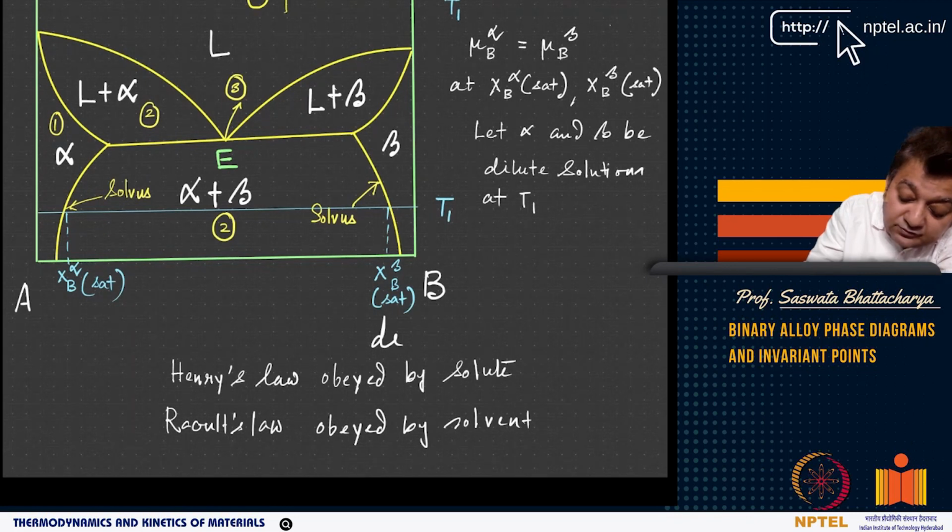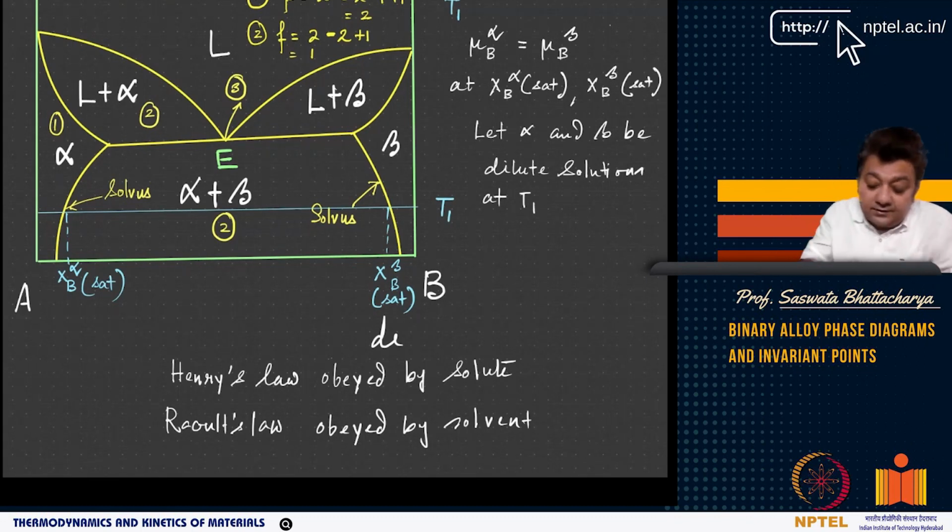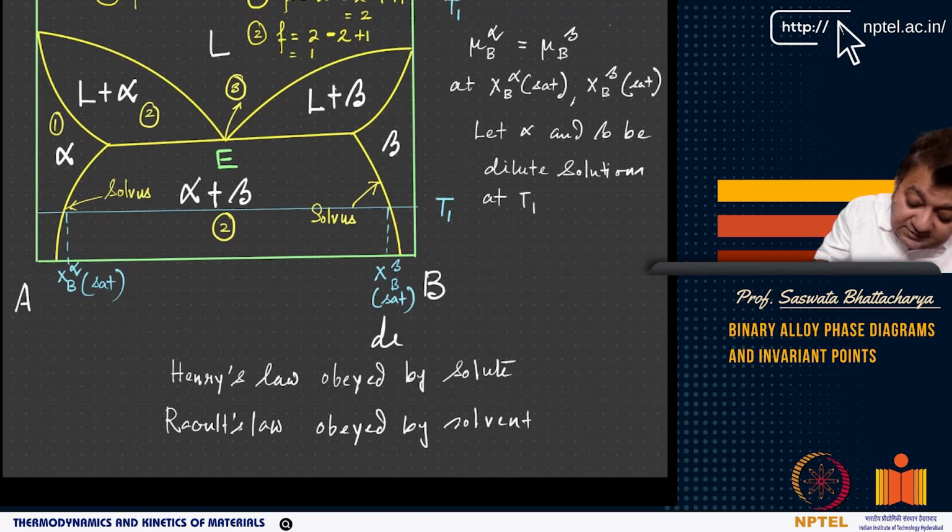F equals 2, right? Because this is 2 components minus 1 phase plus 1. So this becomes 2. Now at point 2, F equals 2 components minus 2 phases plus 1, so F equals 1. Now at point 3, it's a special point, F equals 2 minus 3 plus 1, right? Now 3 is the eutectic point, which basically gives you 0.